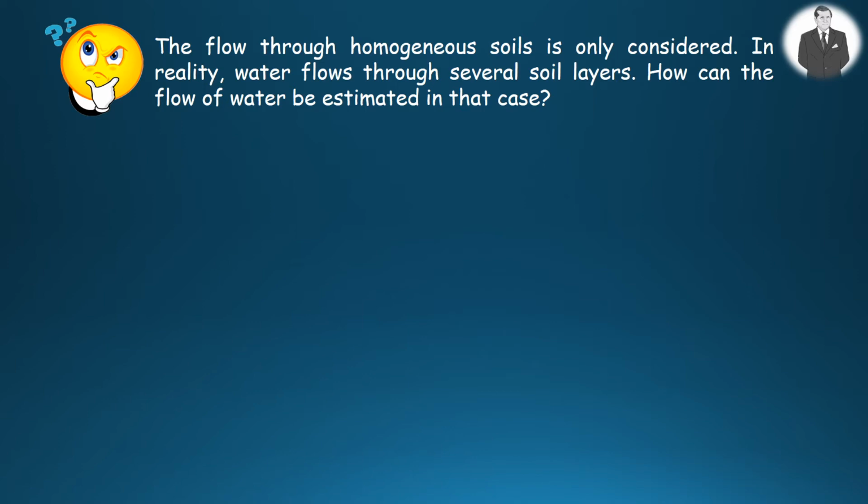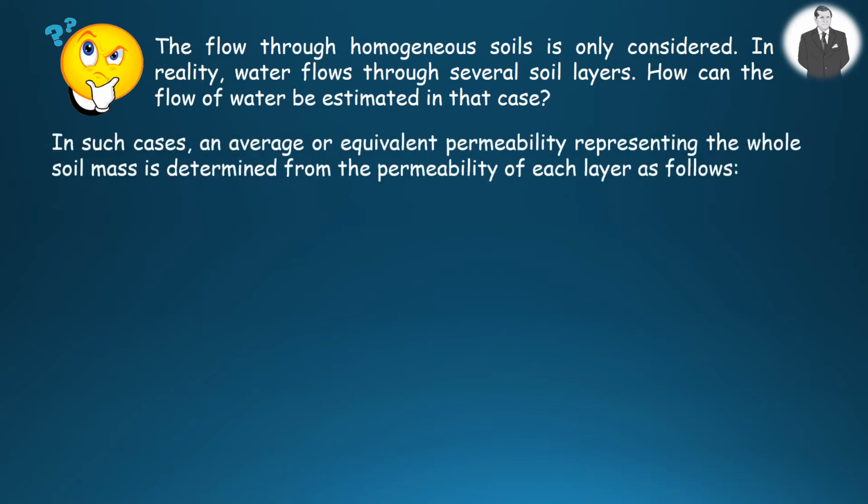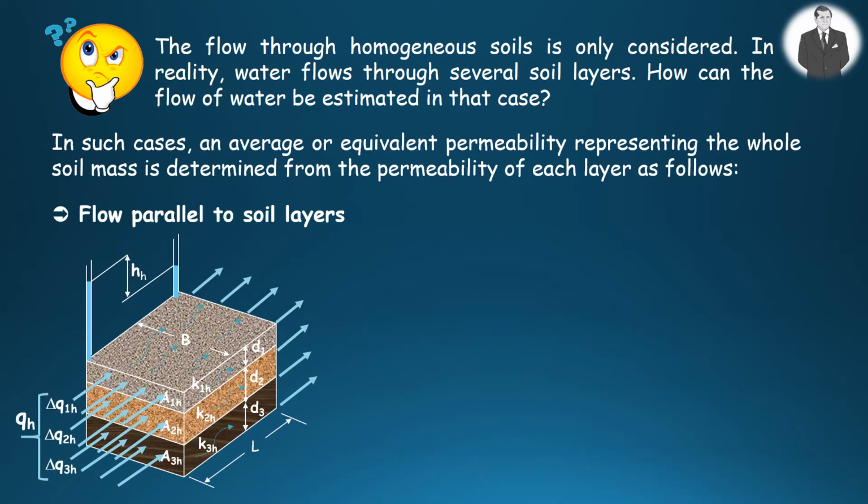So far, we have considered the flow through homogeneous soils. In fact, water flows through several soil layers. The question is, how can the flow of water be estimated in that case? Well, in such cases, an average or equivalent permeability representing the whole soil mass is obtained from the permeability of each layer. Let us consider a soil mass made up of 3 different layers.